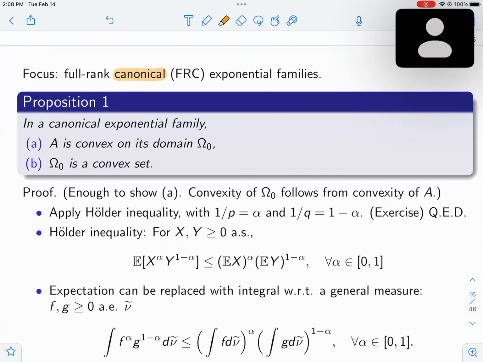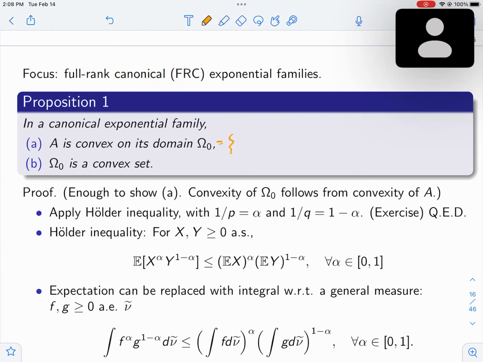So in a full rank exponential family, I'm going to write full rank canonical, FRC for short from now on. Full rank canonical exponential families are the good family, where good things happen. One is that A is convex. This actually holds for any canonical exponential family, I believe. So A is convex on its domain, and the domain is a convex set.